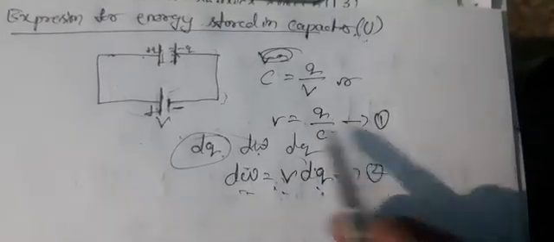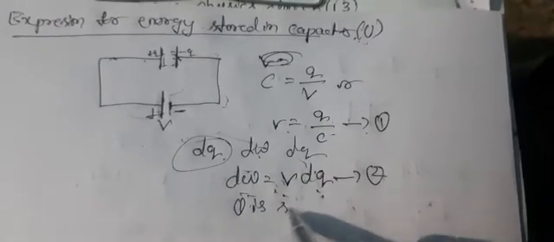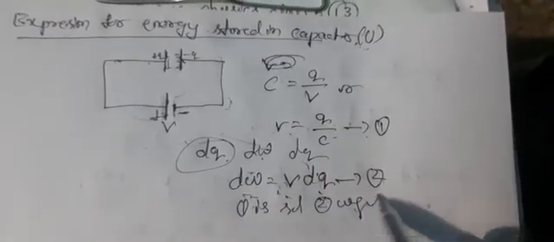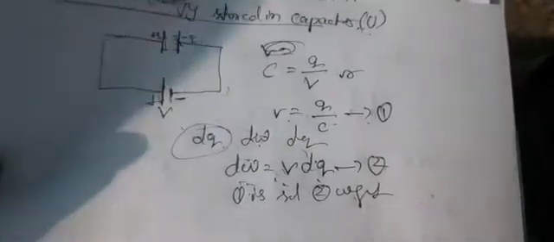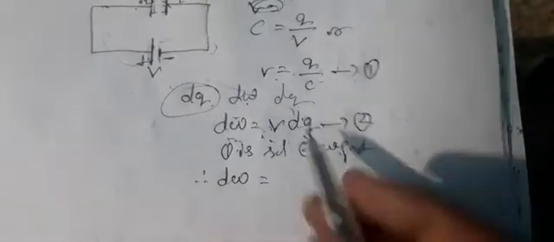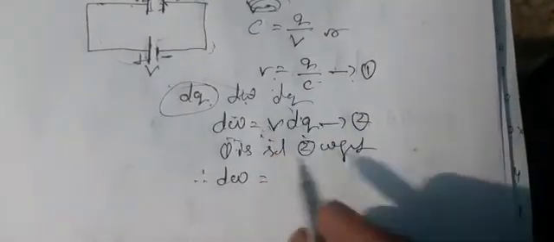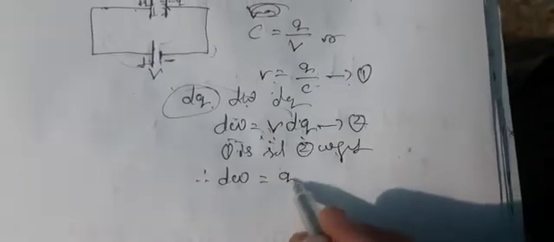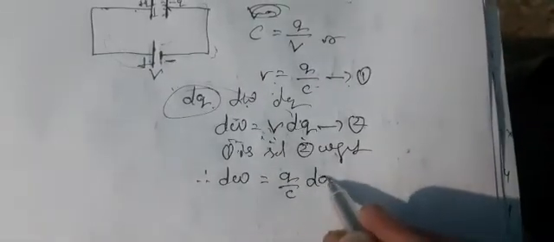Equation number 1 is the potential difference. Substituting equation 1 into equation number 2, we get the small work done dW is equal to V, which is Q by C, with respect to dq.